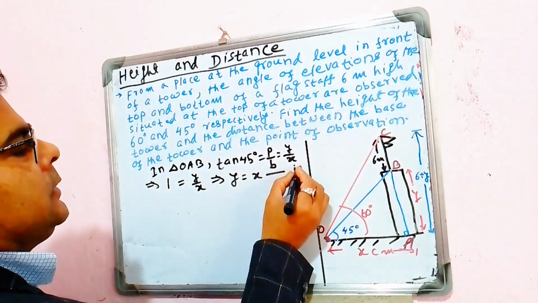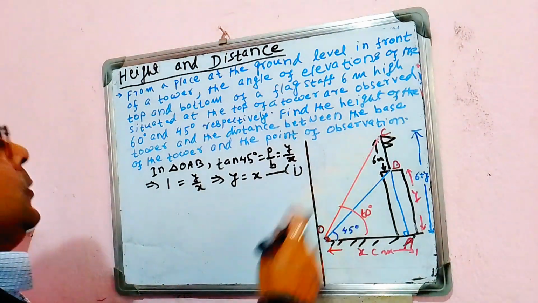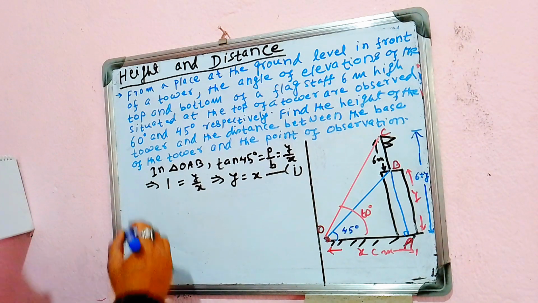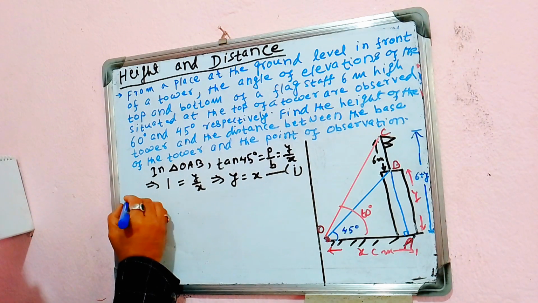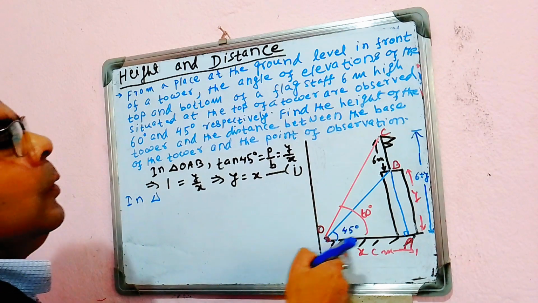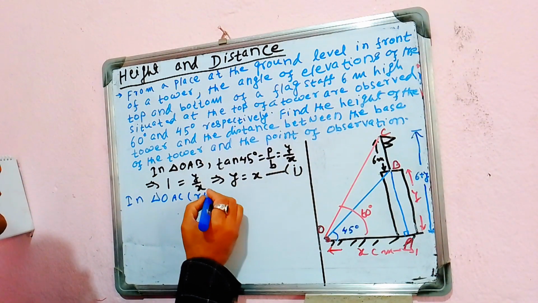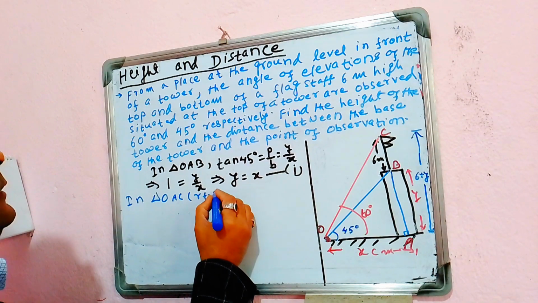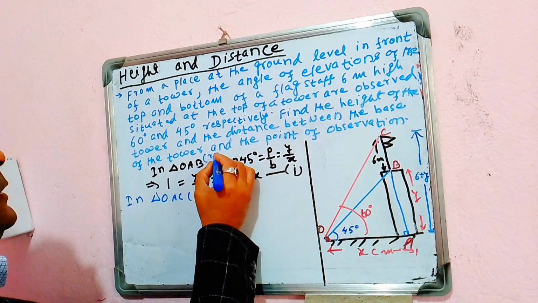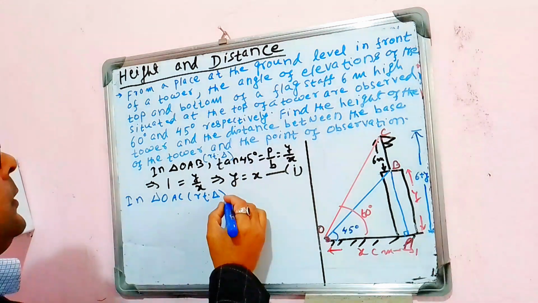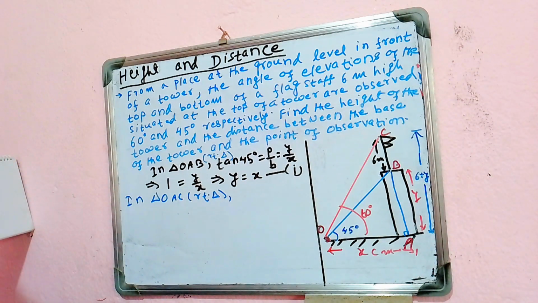You call this equation 1. Now let's go to this big triangle. So what you can say now is that triangle OAC is a right angle triangle, and this is also a right angle triangle, so that we can use the trigonometrical ratio in that right angle triangle.